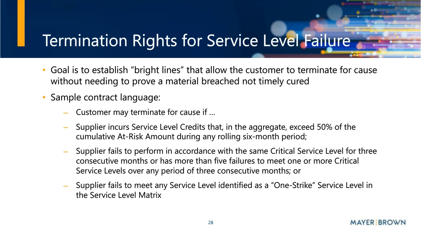However, the supplier will preserve all arguments that even multiple or repeated defaults were not sufficiently material, and to claim that the customer's termination was improper or not permitted. The bright line establishes pre-agreement by the parties about how much failure is too much. We've included here some contract language examples. For example, the customer may have a bright line right to terminate if the supplier pays a certain amount of credits consistently or fails service levels regularly, both indicators of continued bad quality of service.